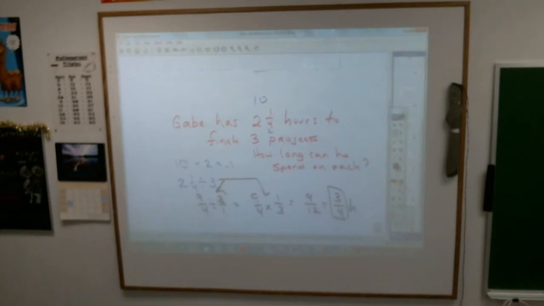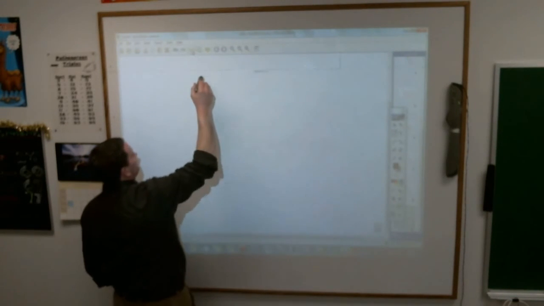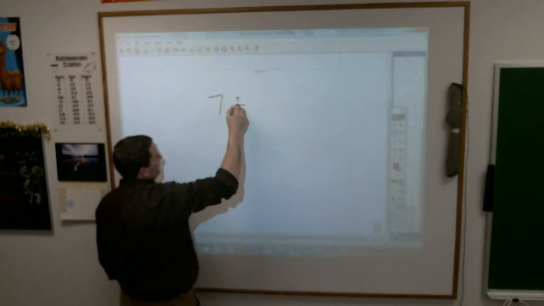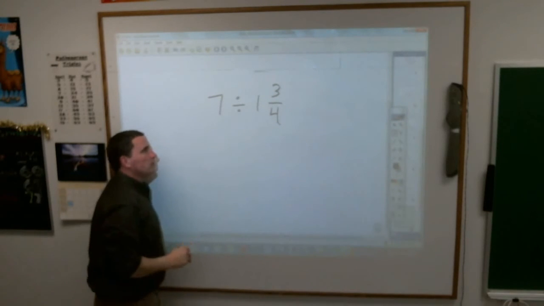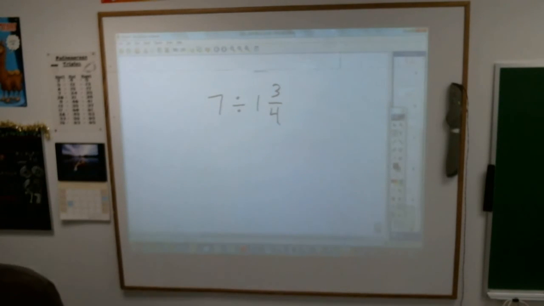Questions, concerns, issues? Shall I give you one? Sure. 7 divided by 1 3/4. How many 1 3/4s can you get out of 7? I'll be willing to bet you can get at least 2 or 3. If you have 7 apples and you give everybody 1 3/4 of them, it's got to be a number less than 7. Probably more than 2. More than 3 maybe.